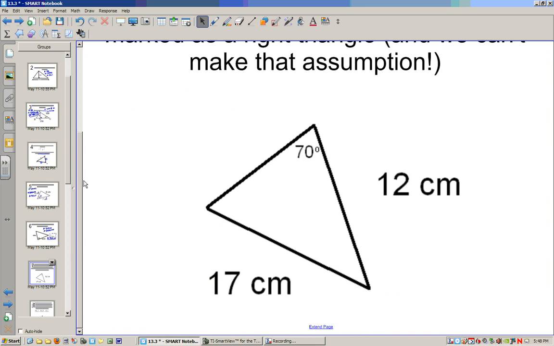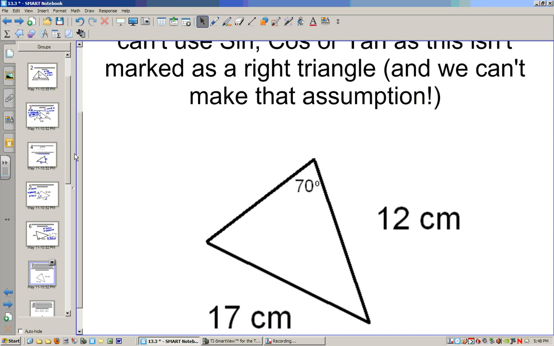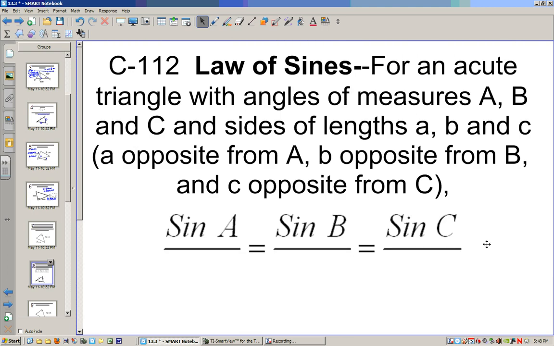So is there any way that we know to solve for this? You guys can take some time to think about it, if you want to pause the video. Hopefully you found out that we can't figure this out yet. There is no way for us to solve this missing triangle. What we need is a new rule or formula to figure this out, and that's where the law of sines comes in.